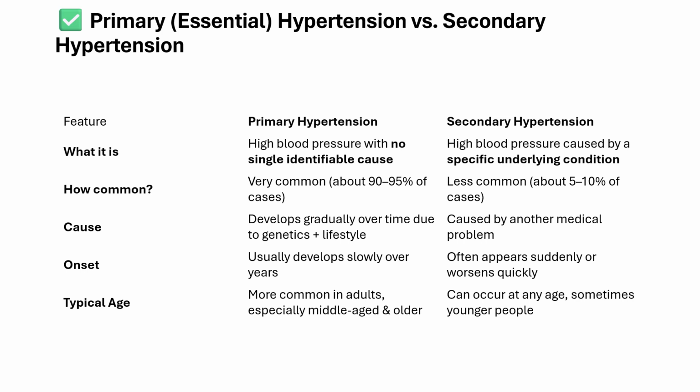So primary hypertension, no single identifiable cause. It is the most common, 90 to 95% of us. Cause gradually develops over time due to genetics, poor lifestyle, poor diet, too much alcohol, too much salt. I mean, you name it. Those are all the things that contribute to hypertension. Usually develops over years. More common in adults, especially middle-aged and older.